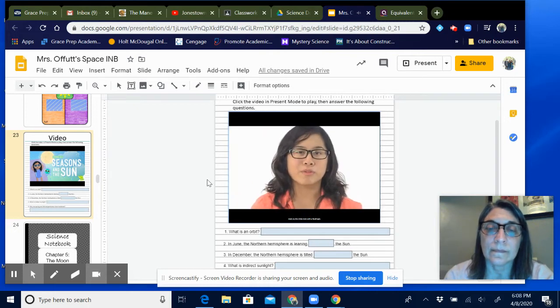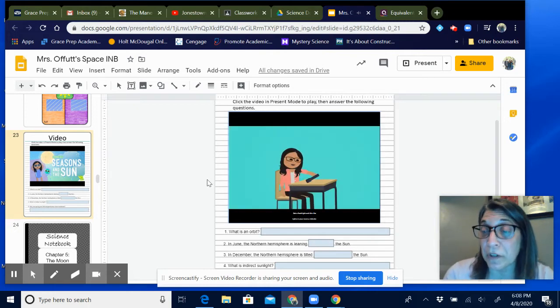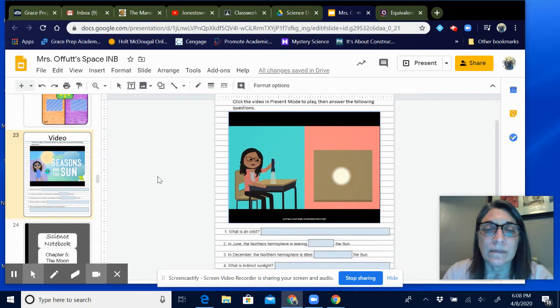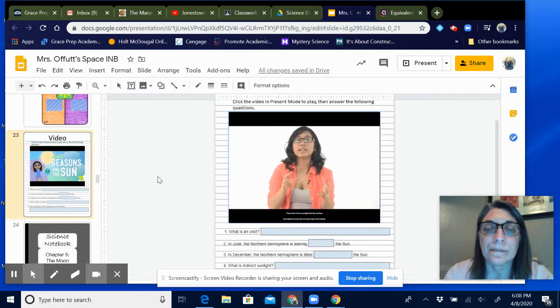Well, try this little trick with a flashlight. Get a flashlight and dim the lights in your room a little bit. If you turn the flashlight on and point it straight down onto your desk, you'll see a small, bright, concentrated circle of light. That's kind of how sunlight hits the northern hemisphere during the summer.